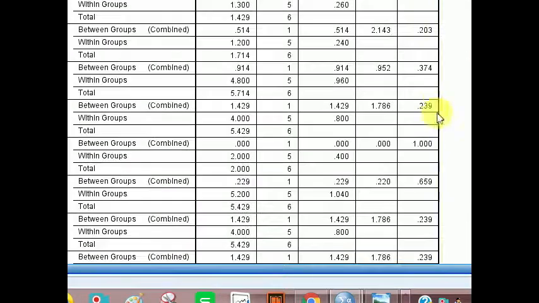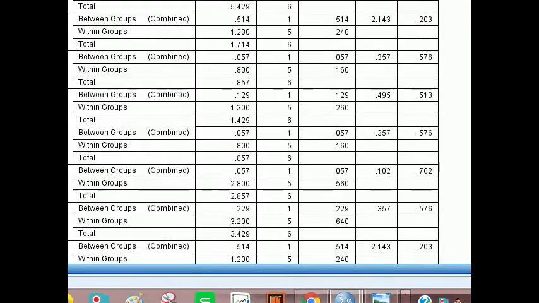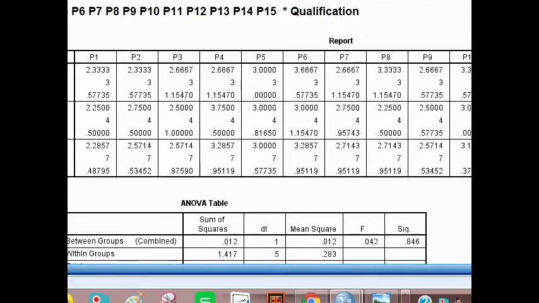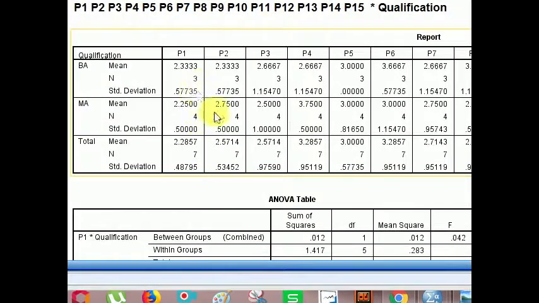Look at the significance. I'm looking at this. Okay, again, no significant difference for qualification, whether BA or MA. Again, we see some discrepancies here.